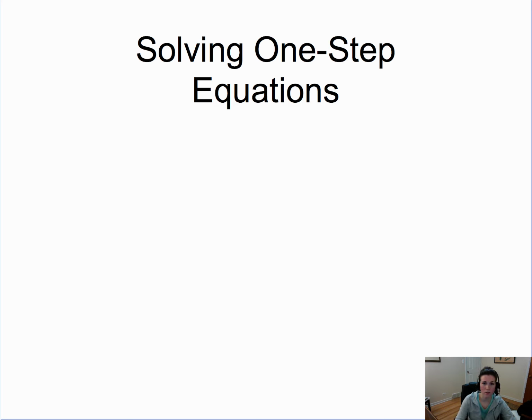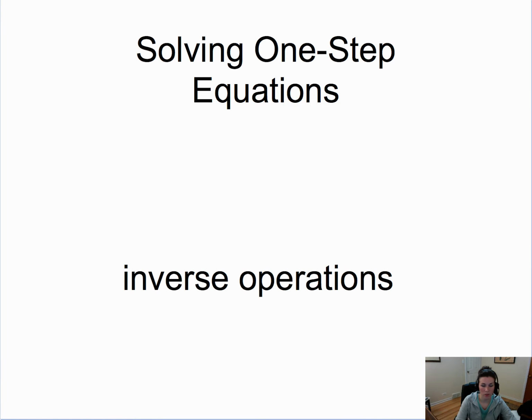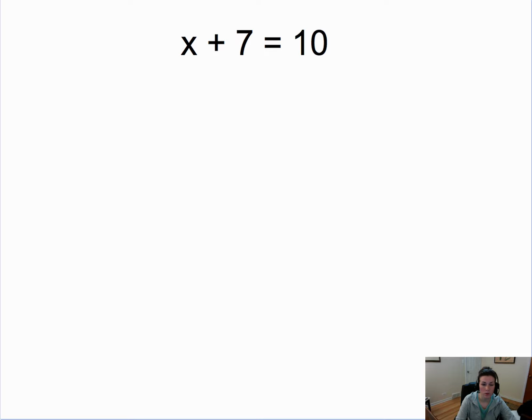Title your notes. In order to solve one-step equations, we need to use inverse operations. Inverse operations are opposite from each other. So addition and subtraction would be opposite from each other, and multiplication and division would be inverse operations. Take a look at the first example.